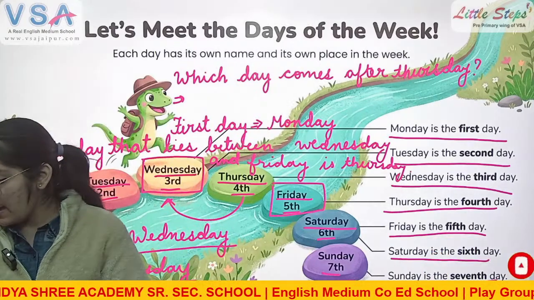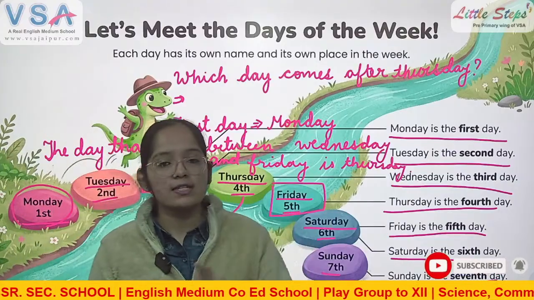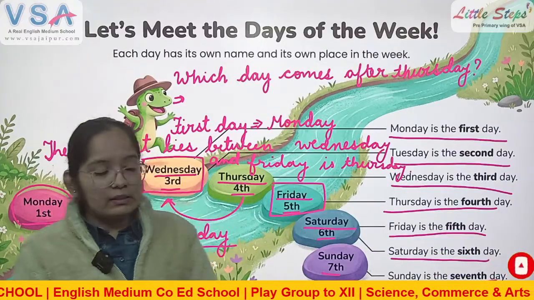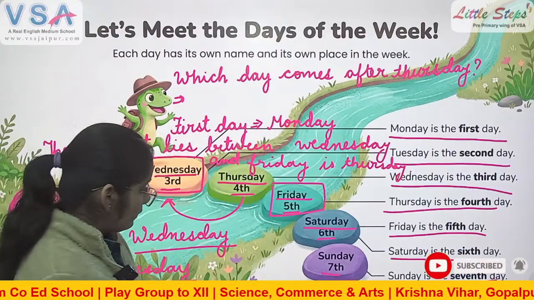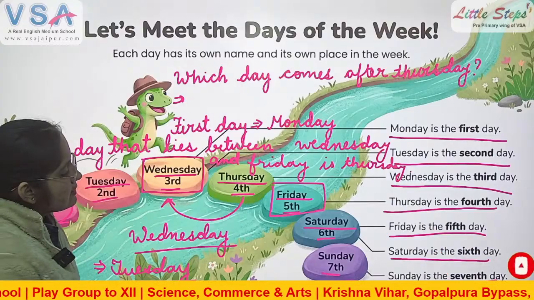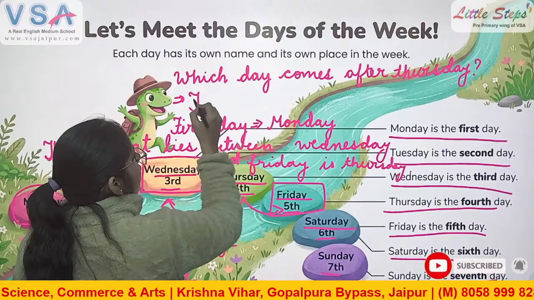Which day comes after Thursday? After means बाद में. So Thursday के बाद कौन सा दिन आता है बेटा? The answer is Friday. Thursday के बाद कौन सा डे आता है? Fifth day. That is Friday.